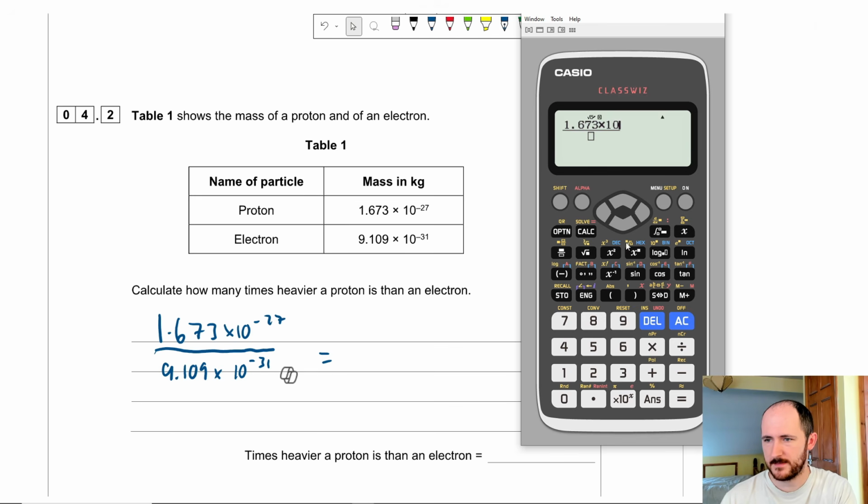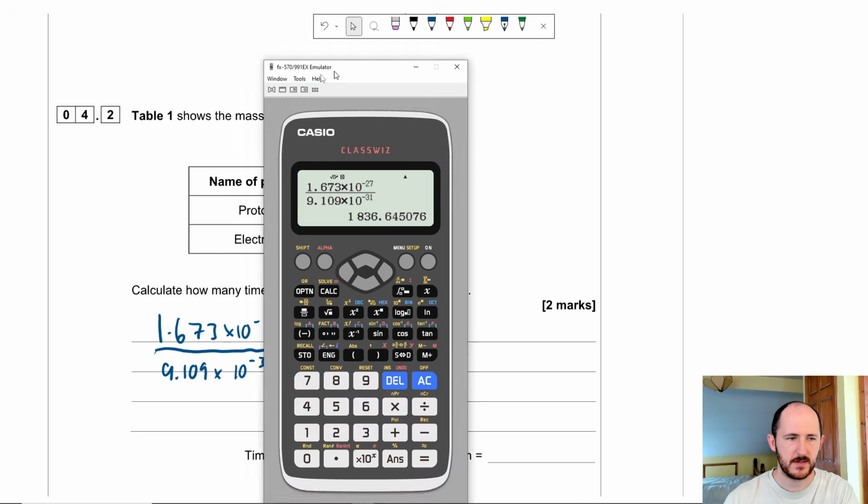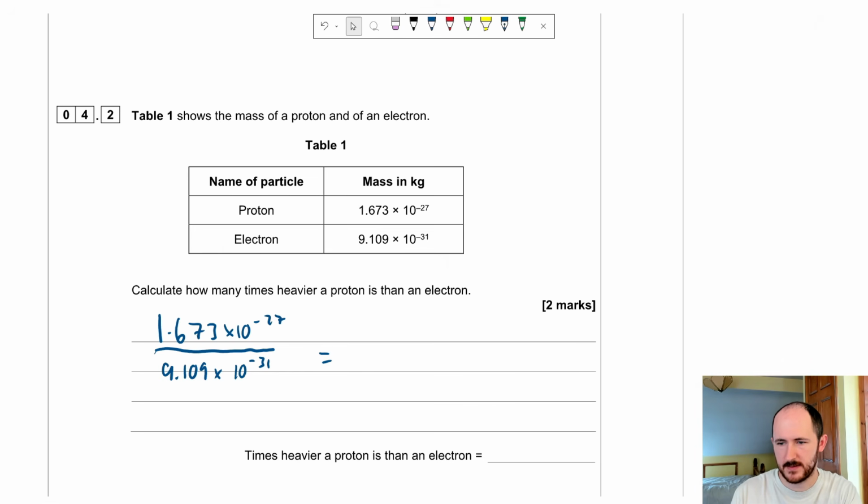God knows what happens, right? So all we need to do is shove this in after we've written down our calculation. So we've got that method mark regardless of what happens. And then assuming we get this right, we get this. So 1836.64. It doesn't tell me to what significant place or anything. So I'm just going to round it to the nearest whole number. So 1837. And there you go, for 2 marks, not too shabby.